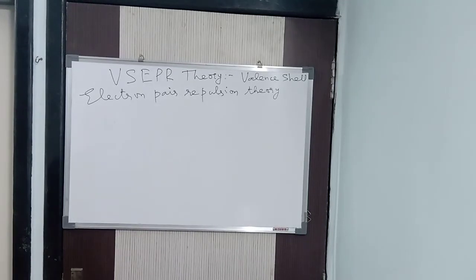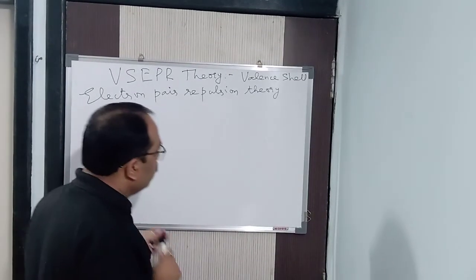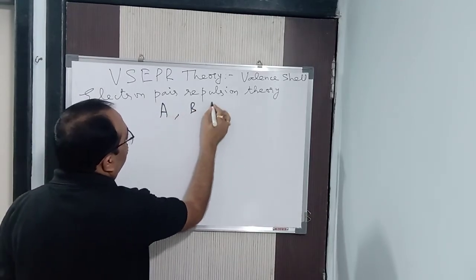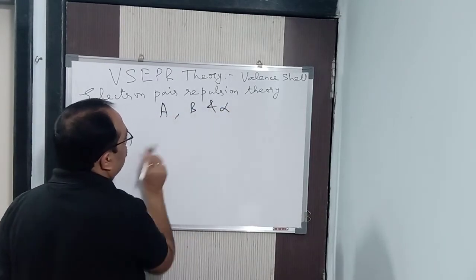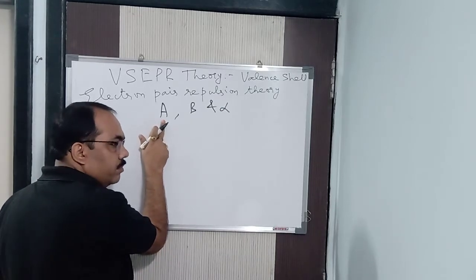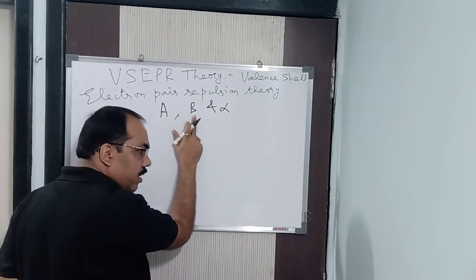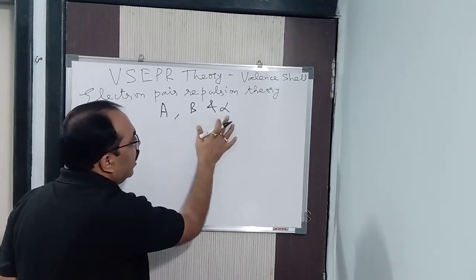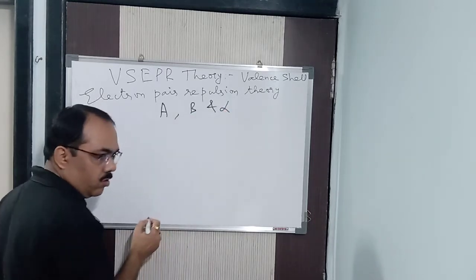Now coming to the postulates. Here I will be using three alphabets: A, B and L. What are they? A is for the central atom, B is for the surrounding atoms, meaning the other atoms around the central atom, and L is for the lone pair of electrons.